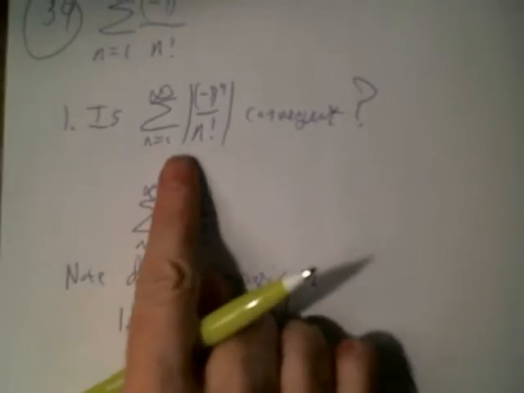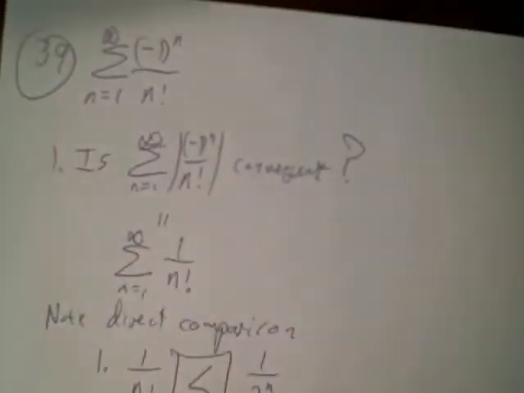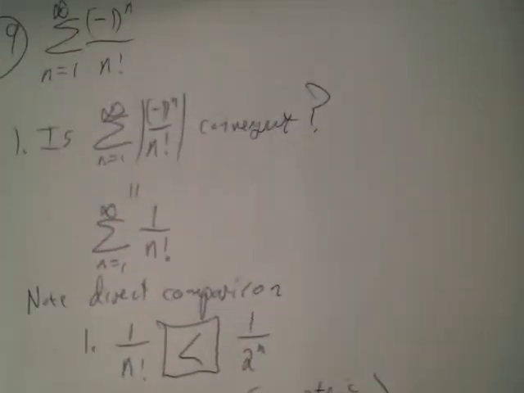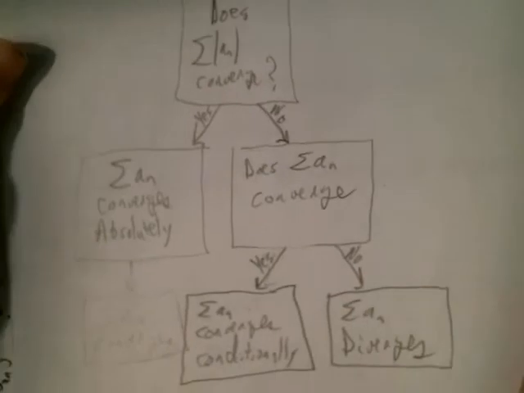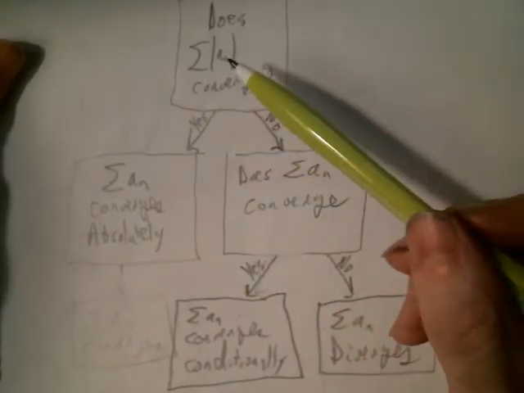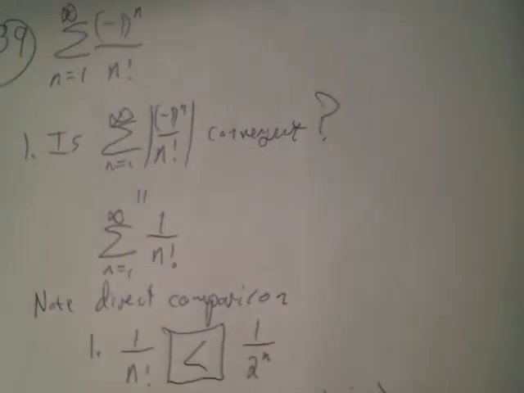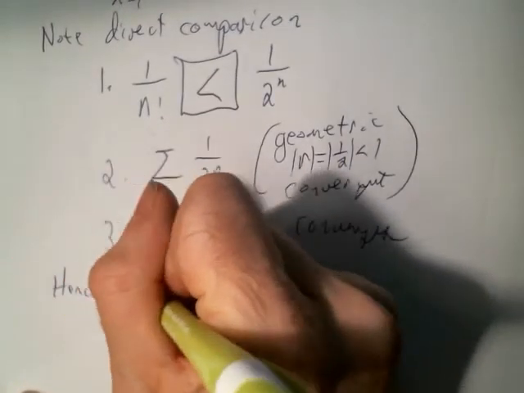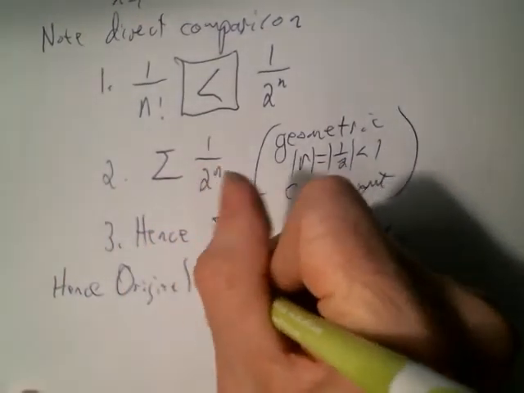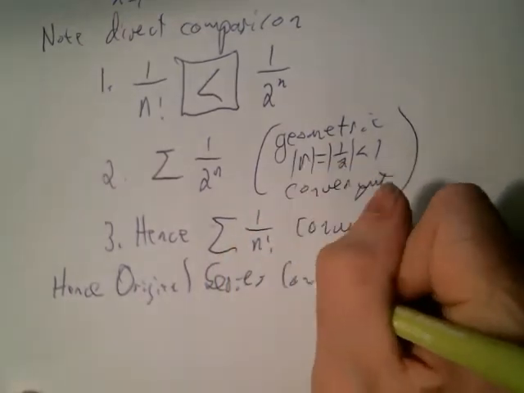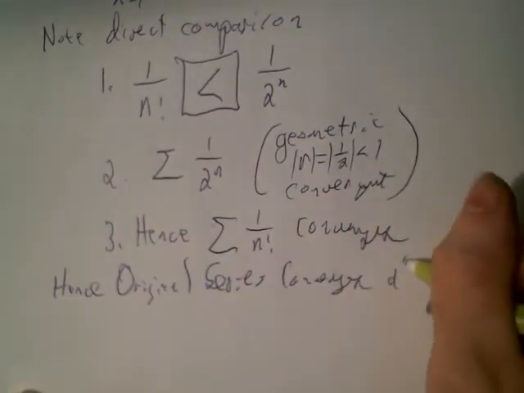This series was the absolute value of the original series, and in our flow chart, what does that mean? Well, we started here. Does the series, the absolute value, converge? Yes. So it must converge absolutely. So the original series converges absolutely.